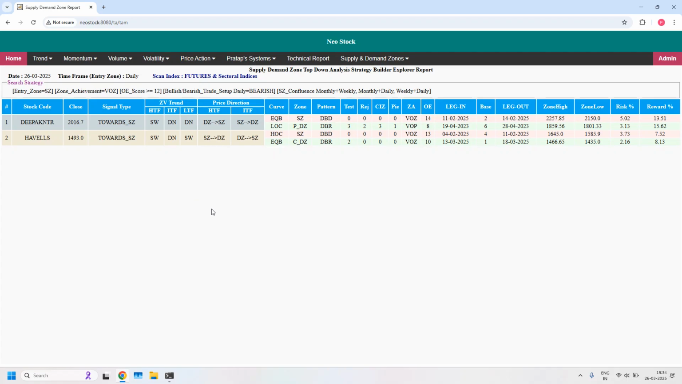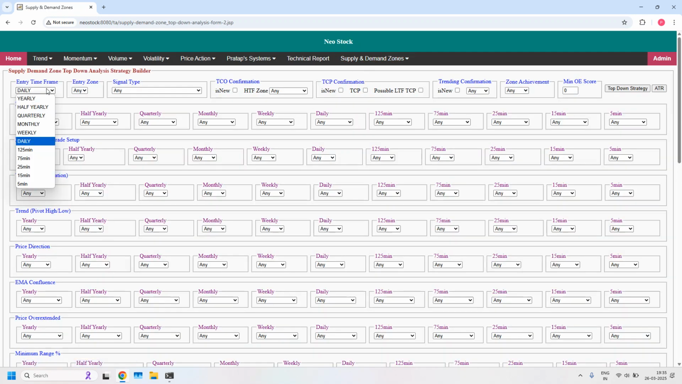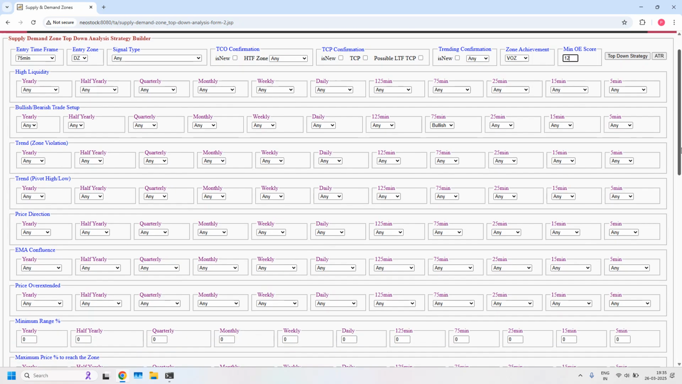Okay, next we will generate weekly income trade setups. First bullish trade setup, weekly income trade, entry time frame 75 minutes, entry zone, demand zone, bullish or bearish at 75 minutes. I'm selecting bullish, and the zone achievement violated opposing zone. Minimum order enhances score should be 12. And also the 75 minutes demand zone should not be pierced.